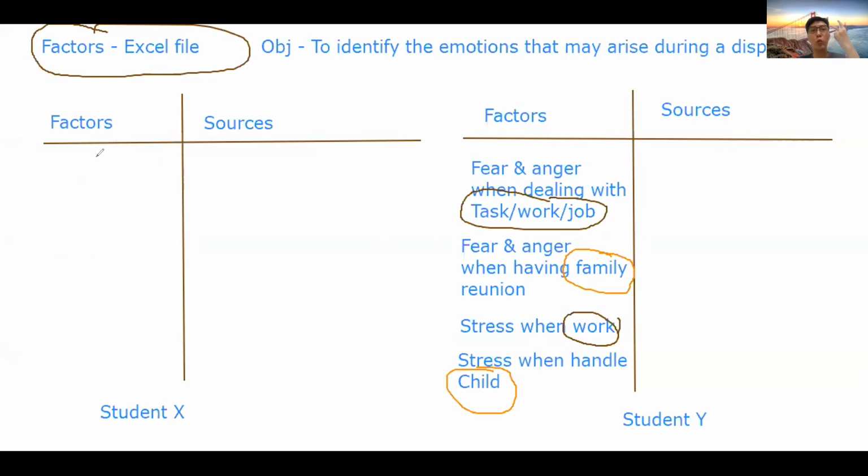I ask you to find 20 factors. The reason why I ask you to find 20 factors is I want you to group them later. From these 20 factors, when you list, you will notice there is a pattern, like what I told you just now. So you can group them like this. Let me show you.